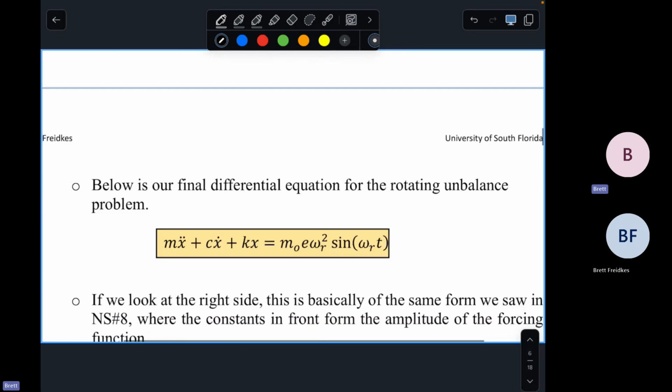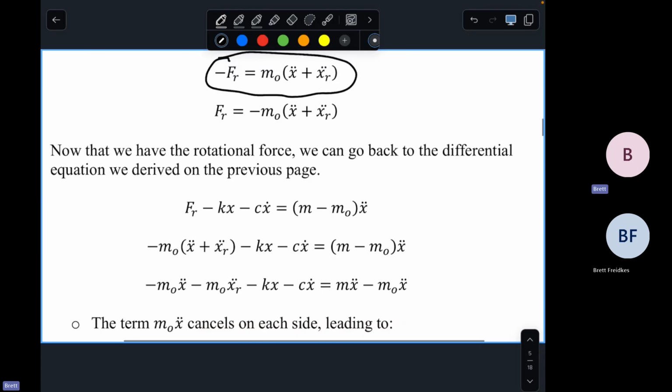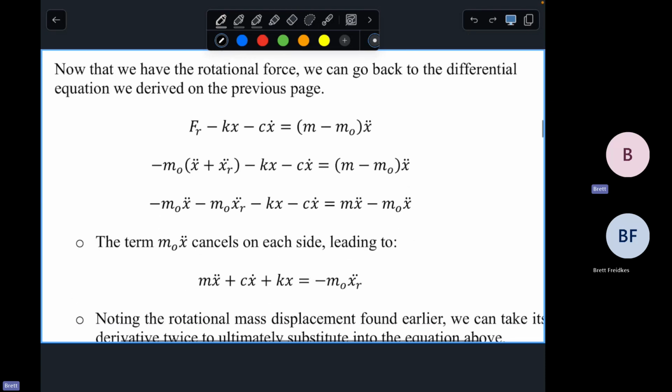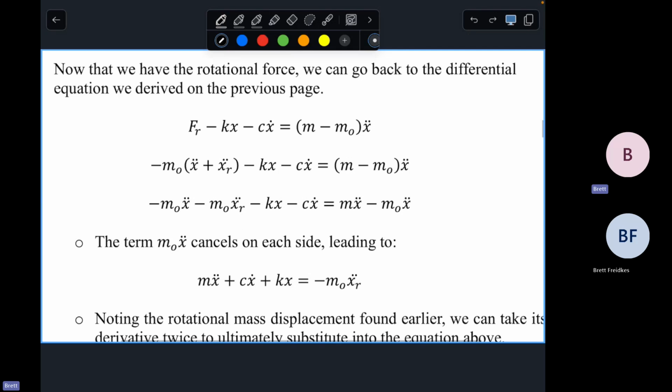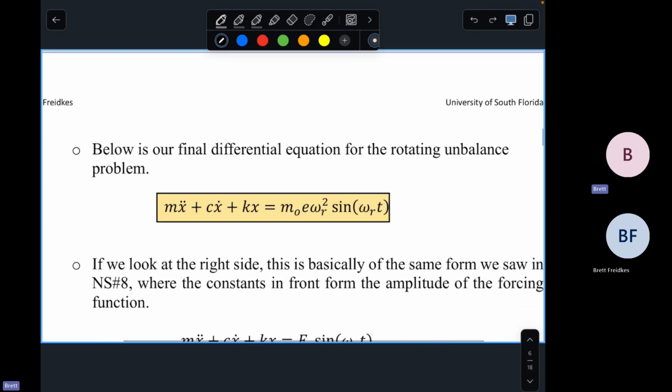And we can plug that into our differential equation. Basically, we find out what the rotational force is. We'll plug that into the other one. And a lot of things cancel. And then we end up with a differential equation that's just in terms of the total mass on the left side, which is the same thing we've seen in this class every time. The only difference is now we have a different forcing function. Well, a different F naught that's based on this specific situation. So this is F naught. See that? Is that okay? Okay.